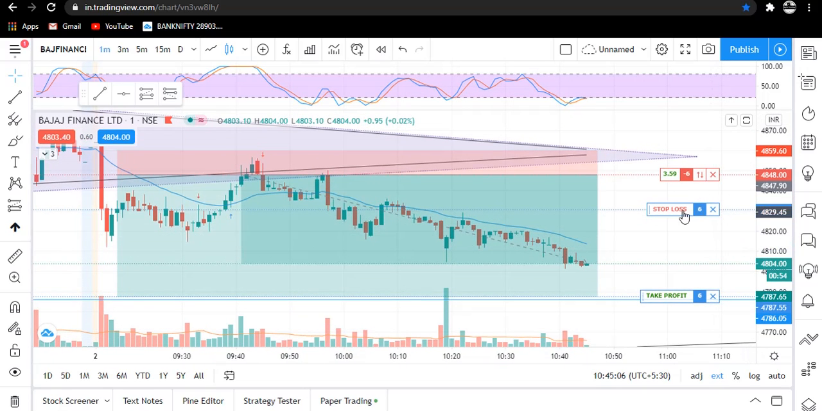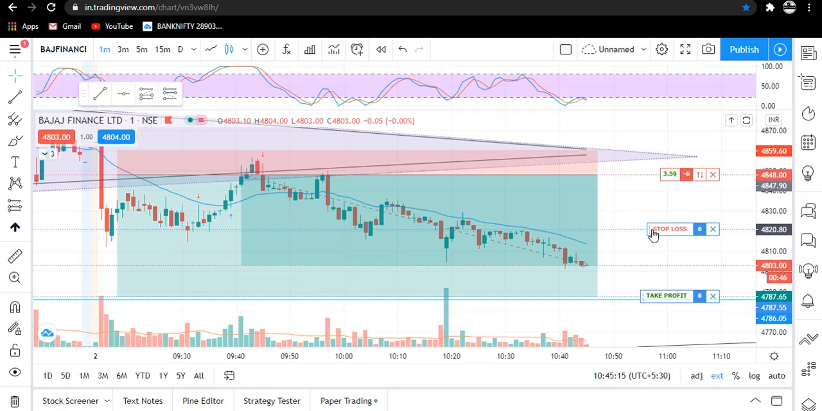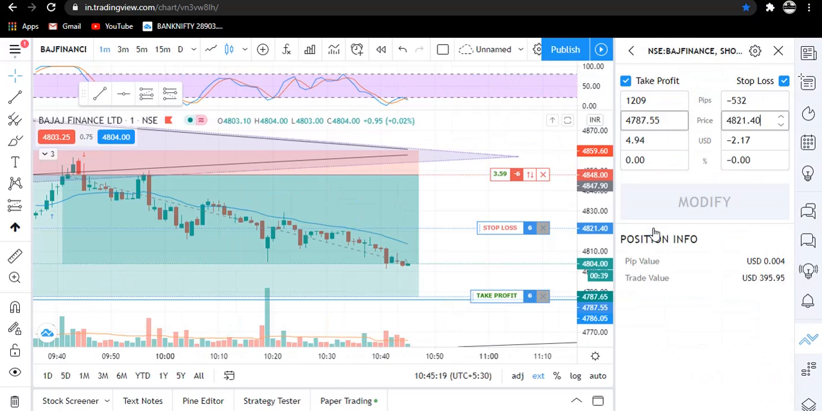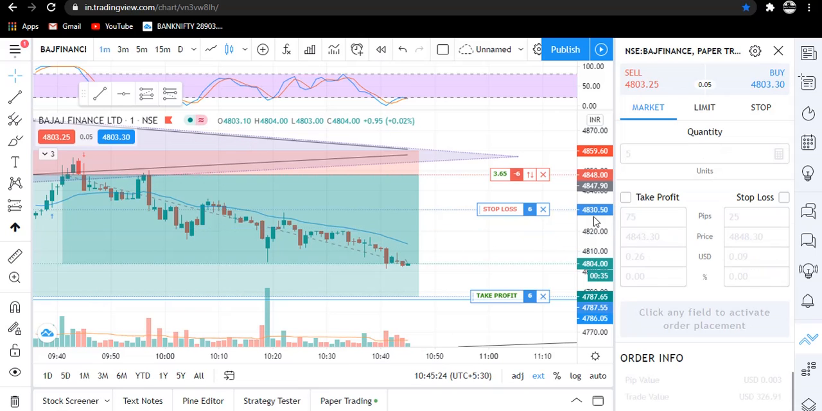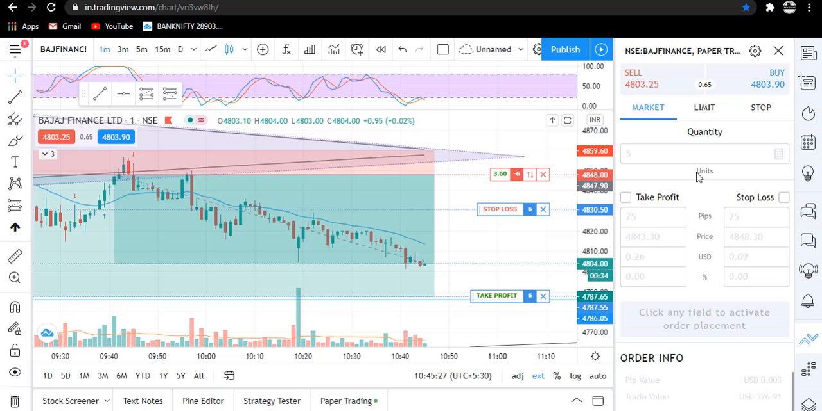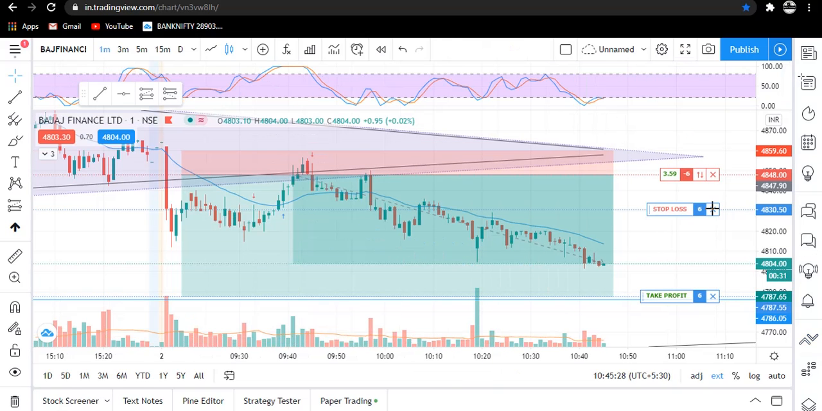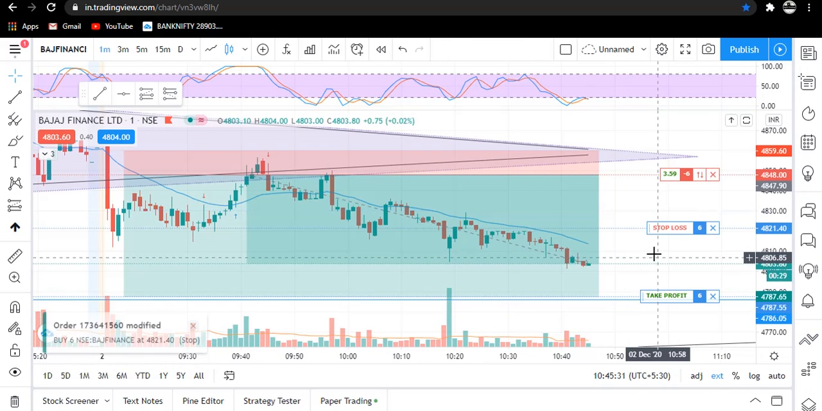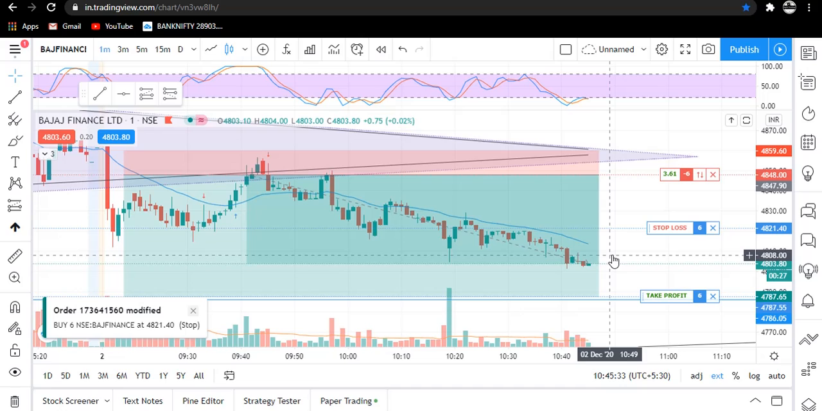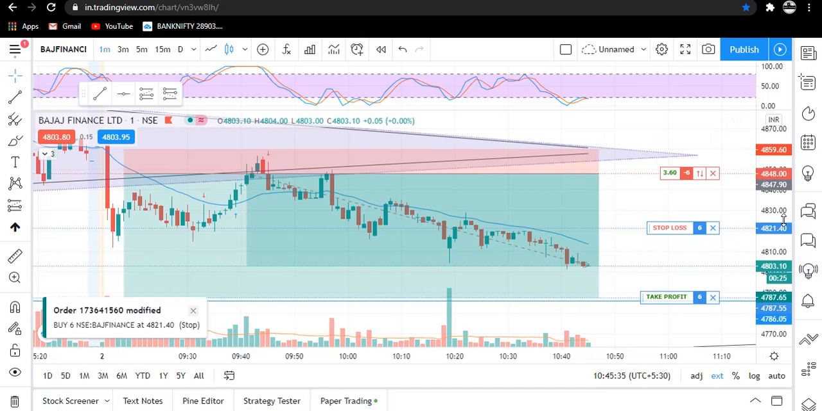Now again trailing our stop loss to prevent our profit from any kind of reversal. So we are trailing till here. Okay, so let me modify the order. We have sent the order, it will take some time. Okay, so it has been modified. Done.